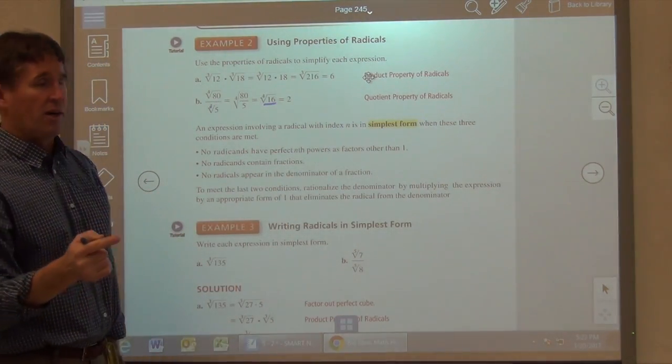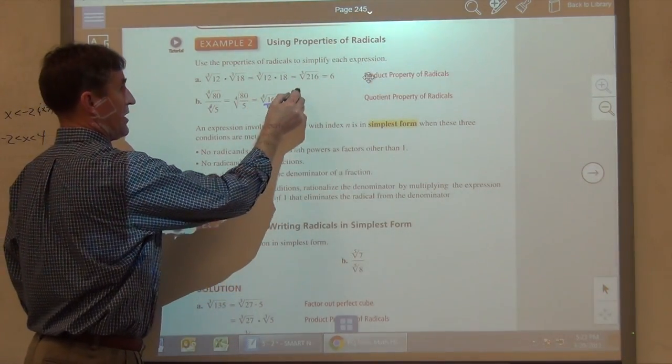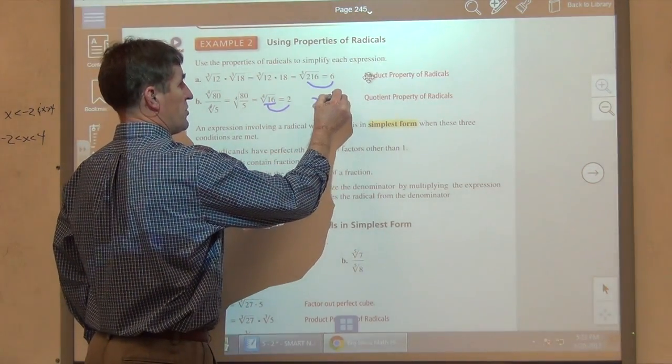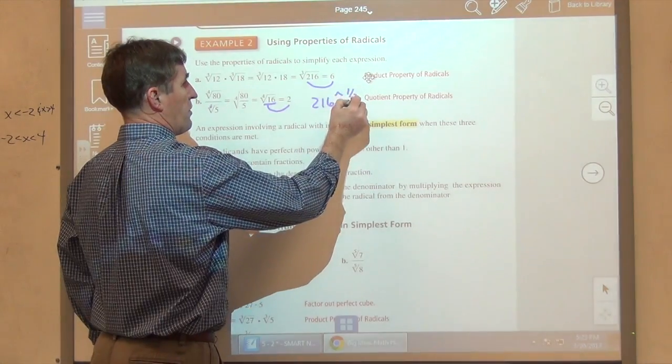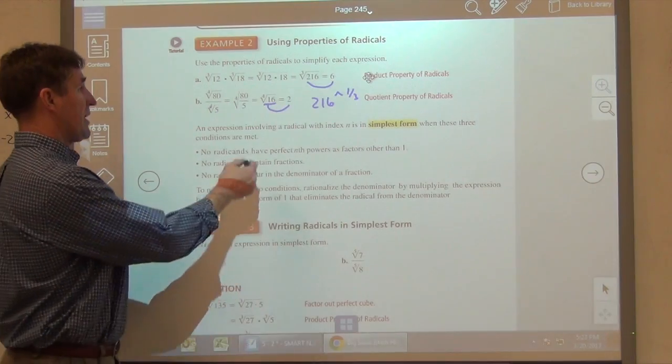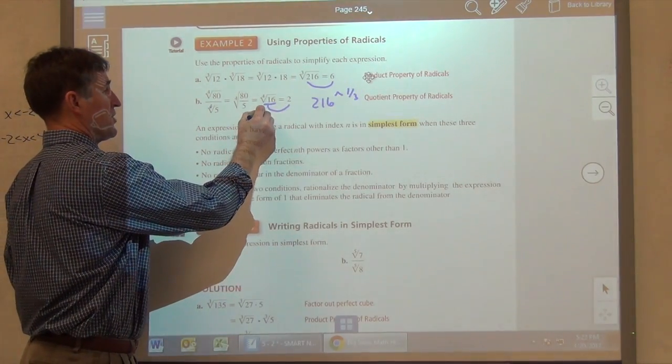If you get stuck on being able to go from here to here, or from here to here, remember you can go back and do 216 to the 1/3 power. And that will tell you if it's a perfect cube or not. Same thing here, I can do 16 to the 1/4 power.